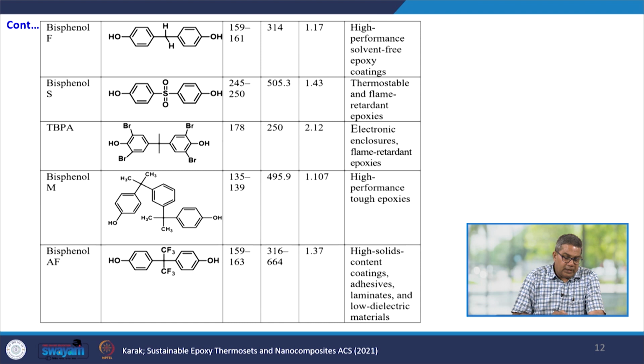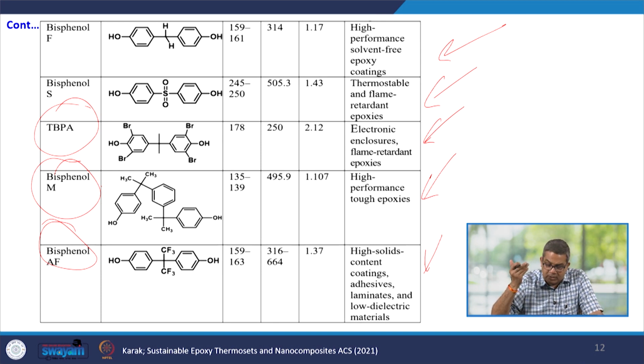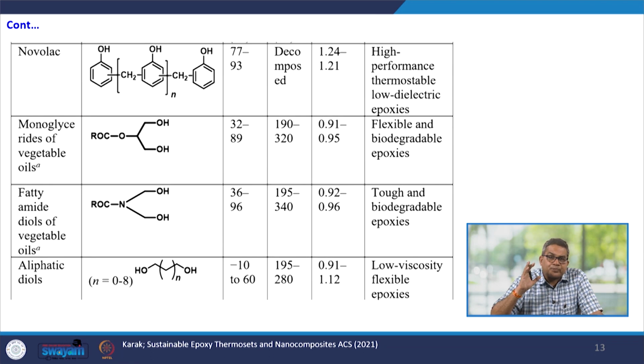Apart from this, other bisphenols are bisphenol F, bisphenol S, bisphenol M, and bisphenol AF. Now here you see that they have a wide range of uses, from high performance solvent free epoxy coating to thermostable and flame retardant epoxies, then electronic enclosures, flame retardant epoxies, and high solid content coating, adhesive, laminates and low dielectric material. By this way there is a wide range of their applications.